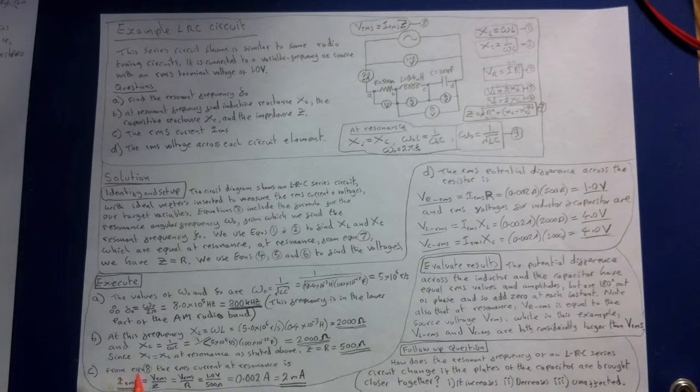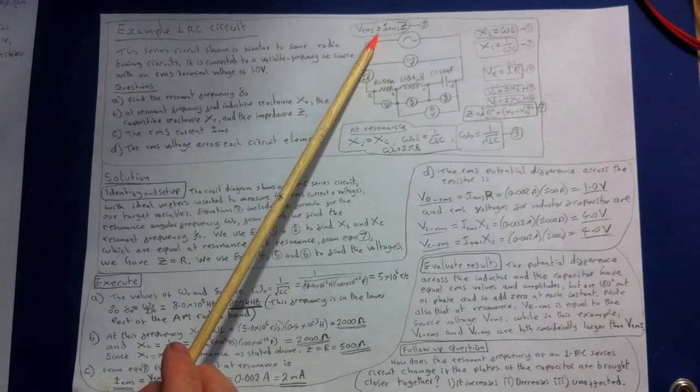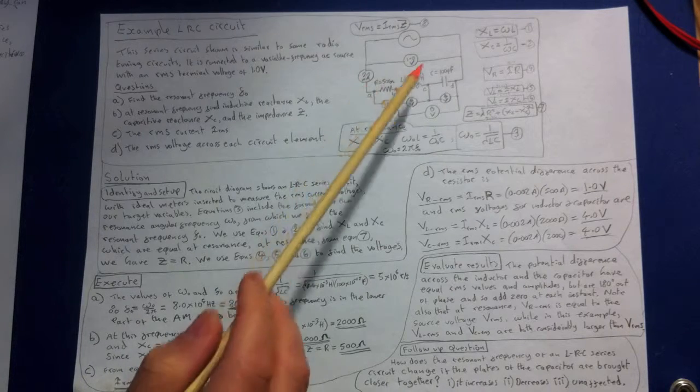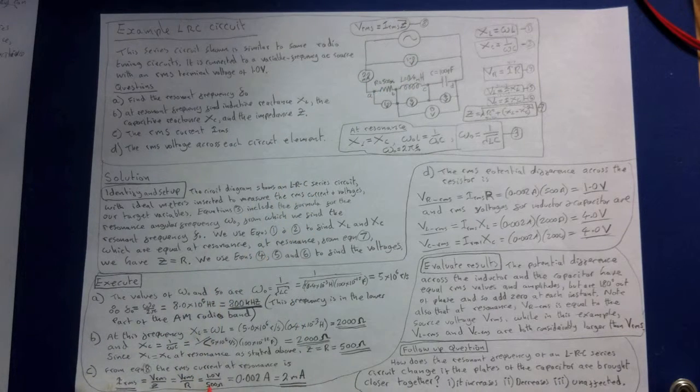Now for C, from equation 8, which is here, the RMS current at resonance is, we just rearrange that equation there, and we get VRMS over Z. So we've got VRMS is 1 volt, we were given that at the beginning, divided by 500 ohms, so then we've got the RMS current is 2 milliamps. So that's the root mean squared current.